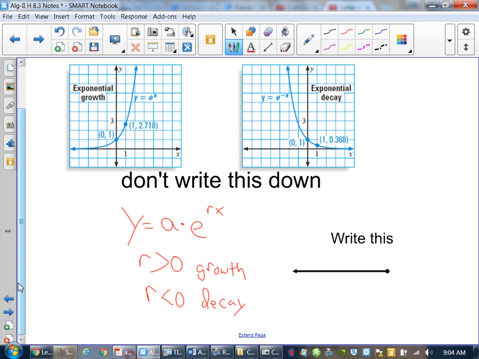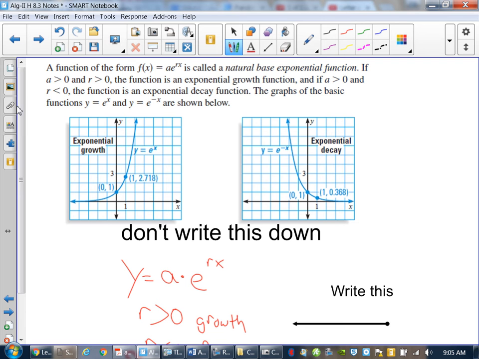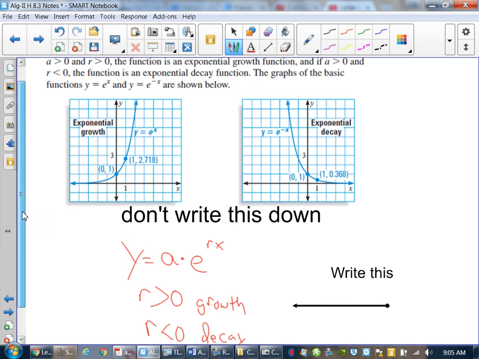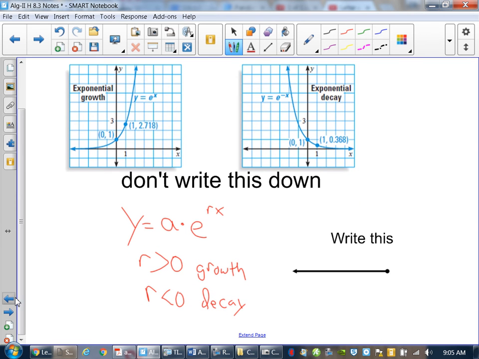If r is greater than 0, it's growth. If r is less than 0, it's decay. That's the difference between your standard growth and decay values, a b to the x, versus e. I didn't want you to write down all this other stuff up here. I wanted this. This is how you distinguish between the two. For the other one, it's the b value.